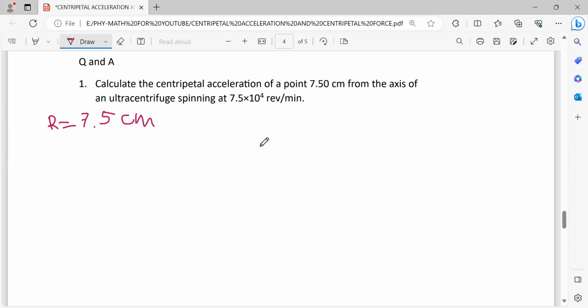Okay, and we should convert into meters. 7.5 divided by 100 is going to be 0.075 meters. Okay.